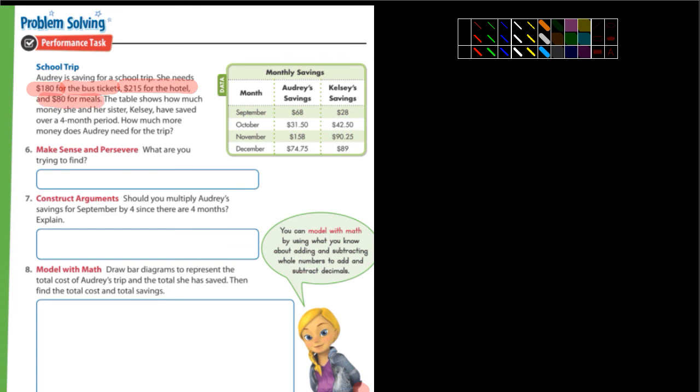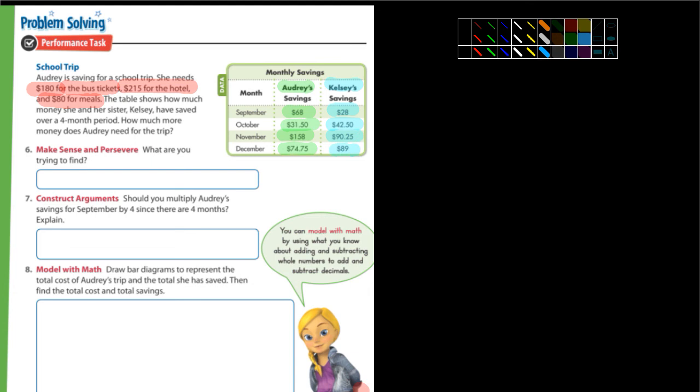The table shows how much money she and her sister Kelsey have saved over a 4-month period. How much more money does Audrey need for the trip? Okay, so this is their savings. This is how much they've saved. And here's Audrey, and here's Kelsey. Audrey, in September, she saved this much, and then October, November, December. And then Kelsey, she saved this much, this much, this much for each month.